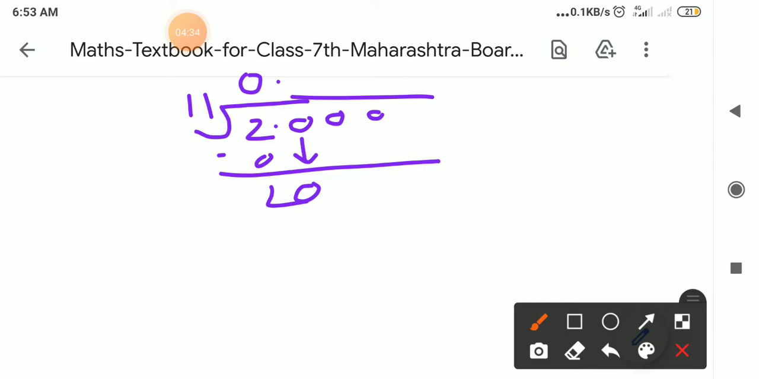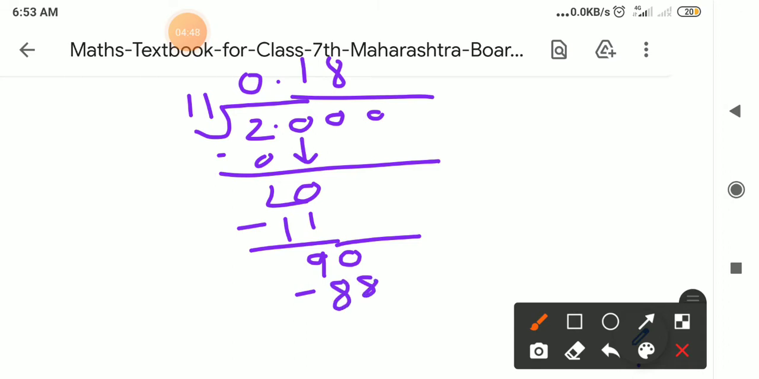Now next 20 is there, so 11 ones are 11, remains 9. Now you take 0 here, 11 8s are 88, do the subtraction. Now here you will get 2, again take 0, 11 ones are 11, it remains 9, take 0.